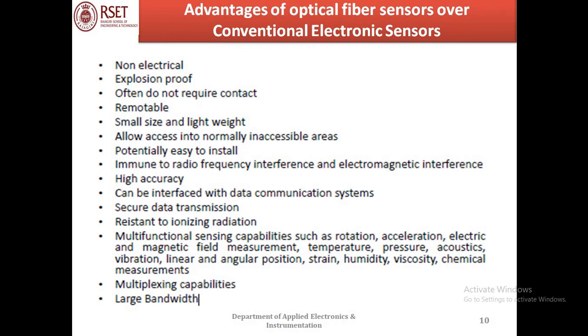This shows some of the advantages of optical fiber sensors over conventional electronic sensors. Some are: they are non-electrical, they are explosion proof, they do not require contact, they are remotable, they are small in size and lightweight, they allow access into normally inaccessible areas, they are potentially easy to install, immune to radio frequency interference and electromagnetic interference, high accuracy, can be interfaced with data communication systems, they secure data transmission, resistance to ionizing radiation, multiplexing capabilities are there, and they include large bandwidth.